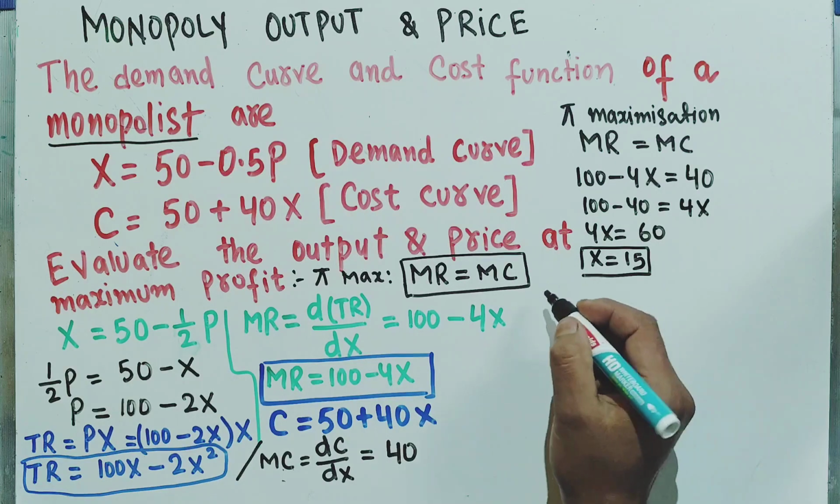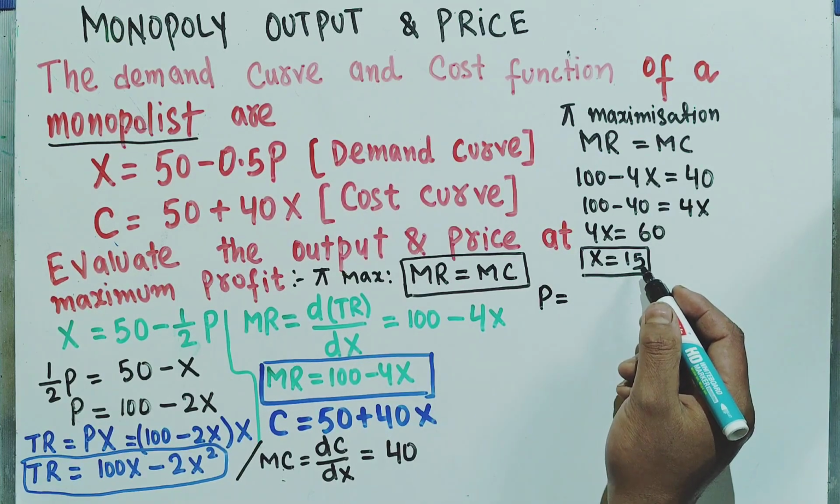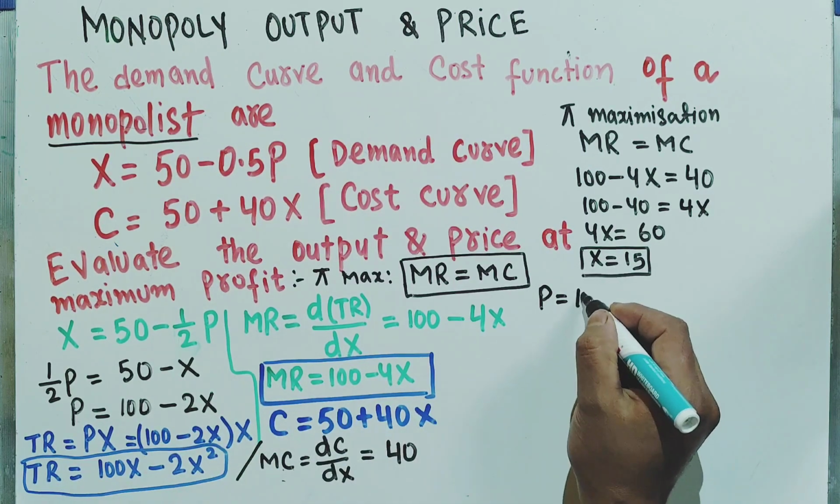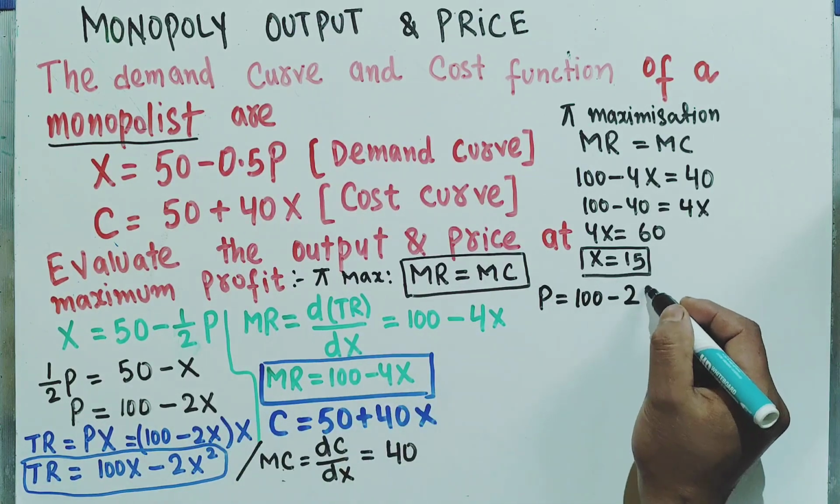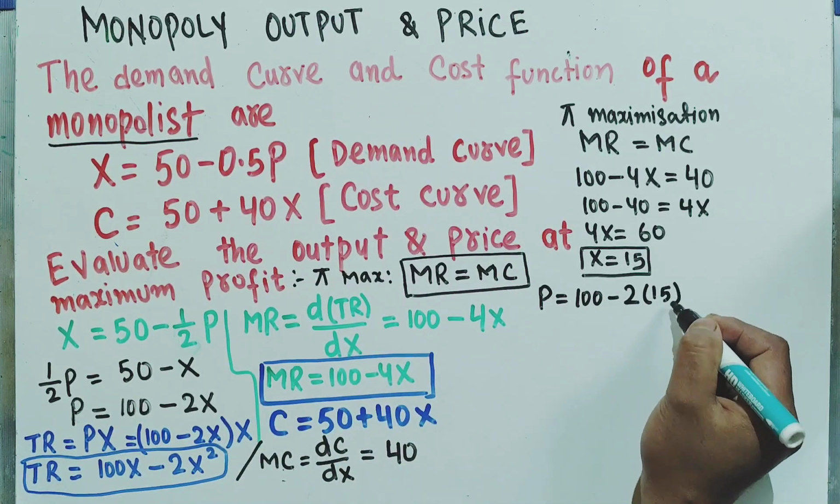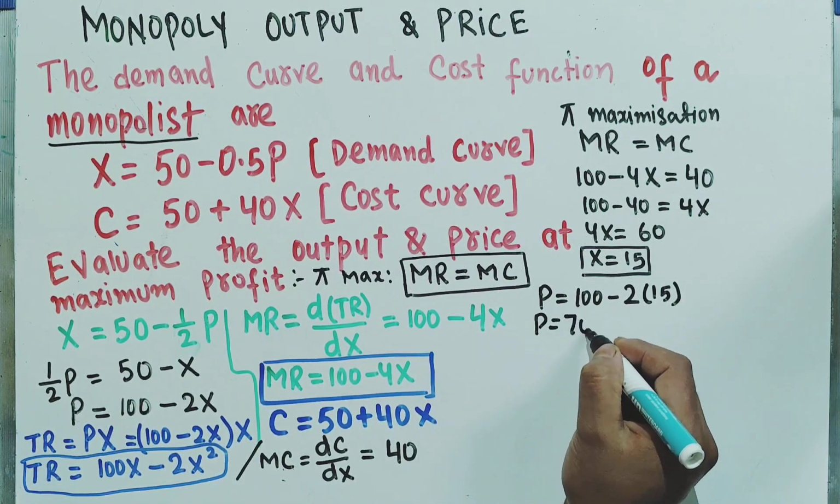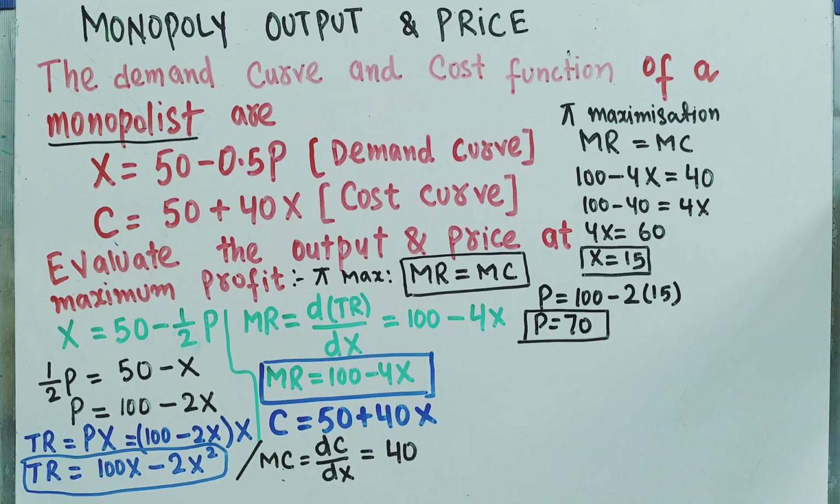What is the profit maximizing price? Simply plug x = 15 into the inverse demand function in this equation. In place of x we have 15 this time, so p will be equal to 100 minus 30, which is equal to 70. Now let's try to graph this. That will make more sense.